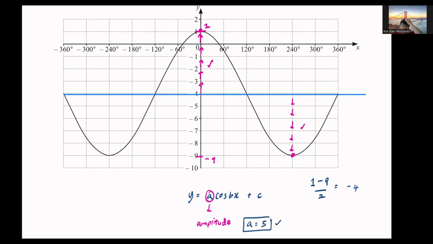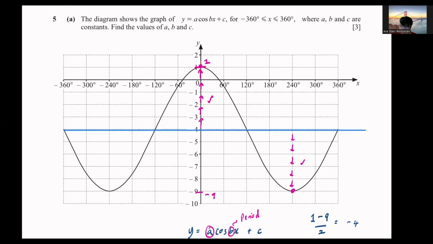5 units. Now, the second thing that is easiest to find is your period. Period refers to the thing here. Okay, so what is the cycle? What is the angle needed to complete one cycle?